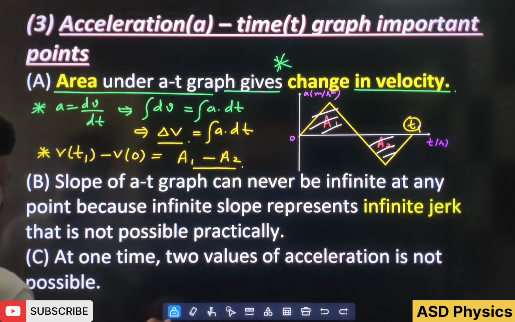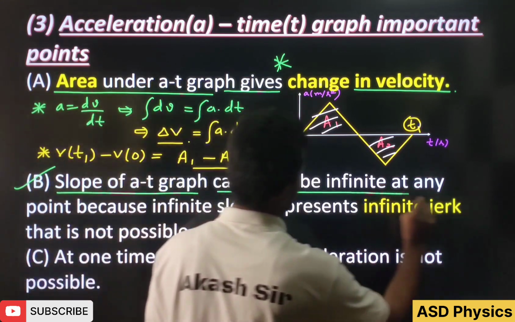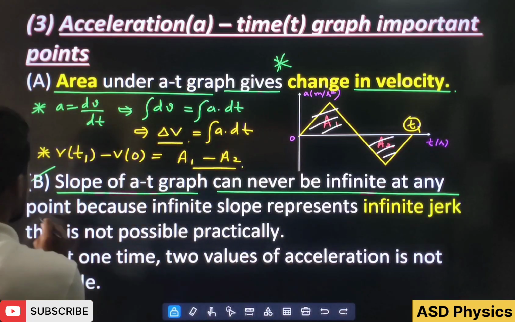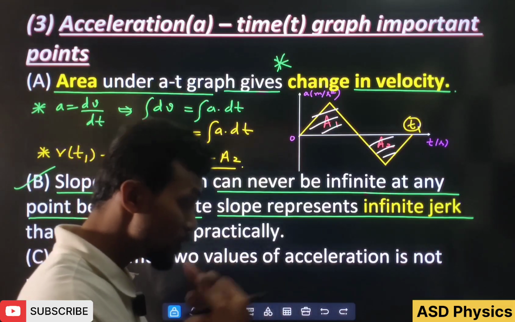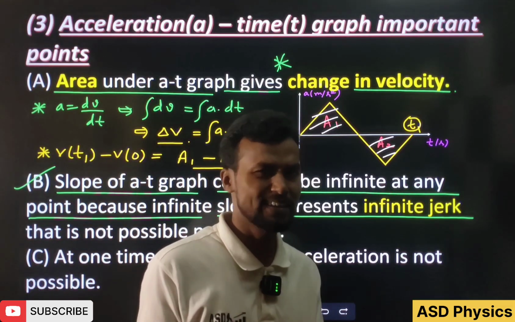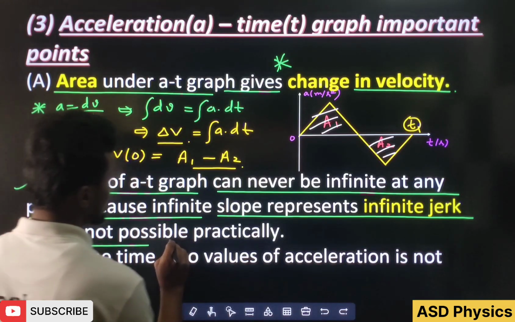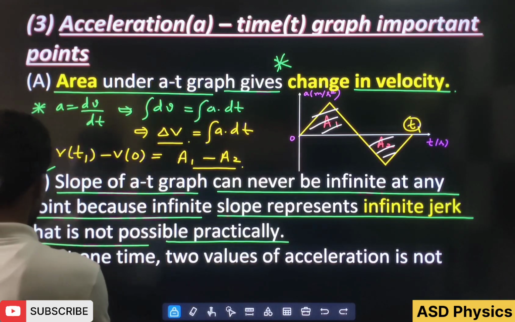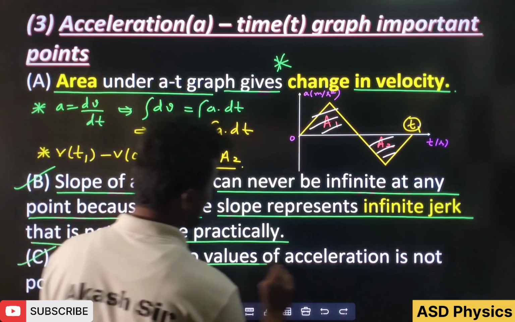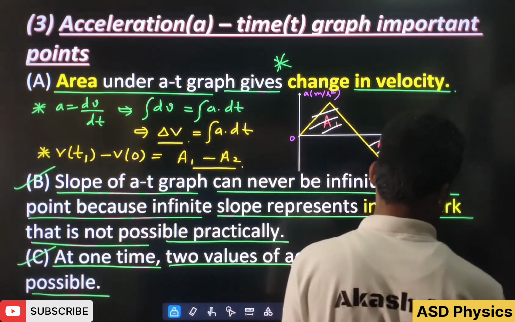Now students, as we know before also, the slope of the a-t graph can never be infinite at any point, because infinite slope represents infinite jerk, because the rate of change of acceleration is called jerk. That is in the JEE Advanced syllabus, not in our JEE Mains and NEET syllabus. That is not possible practically. So again, infinite jerk is also not possible. Third point, at one time two values of acceleration is not possible. Remember this also. I hope all these things are very clear to you.